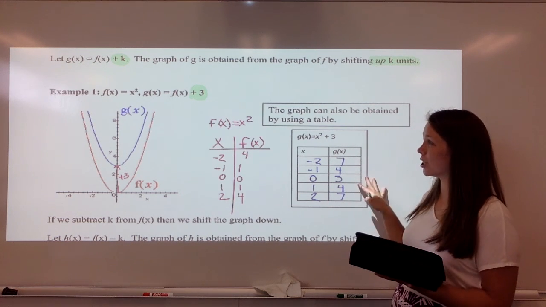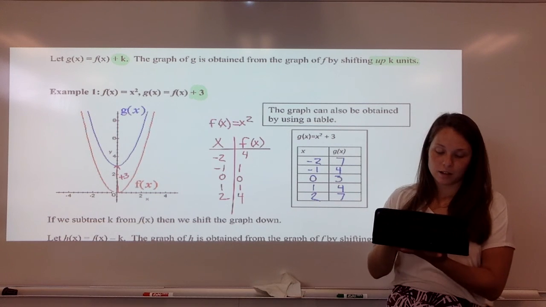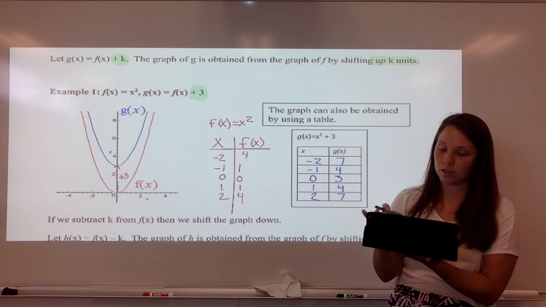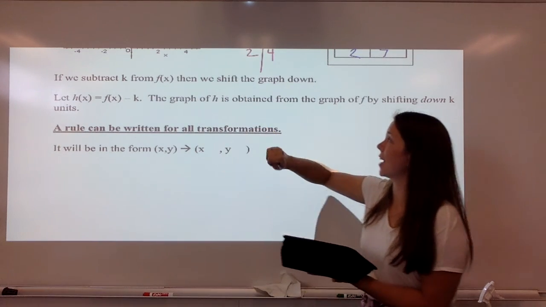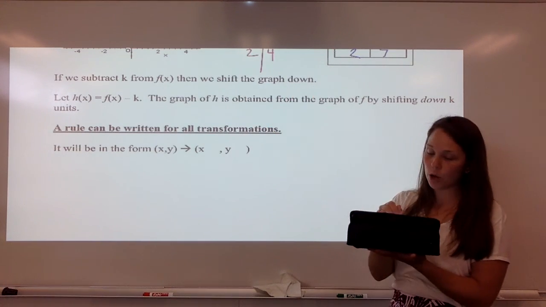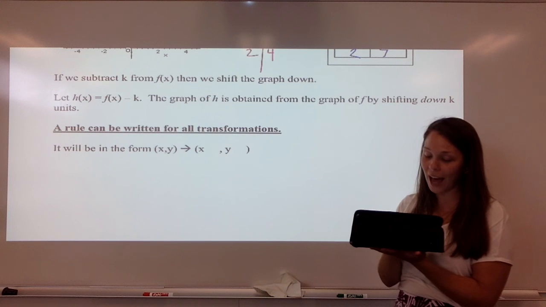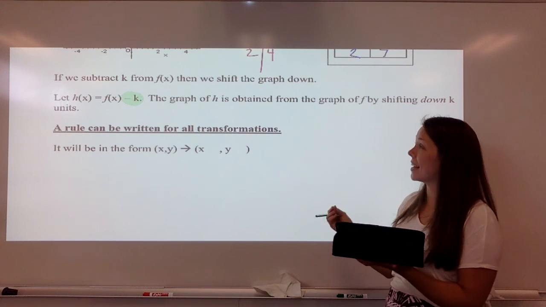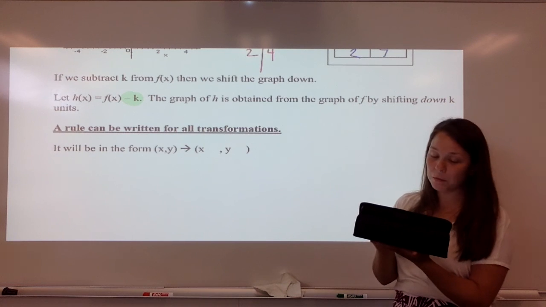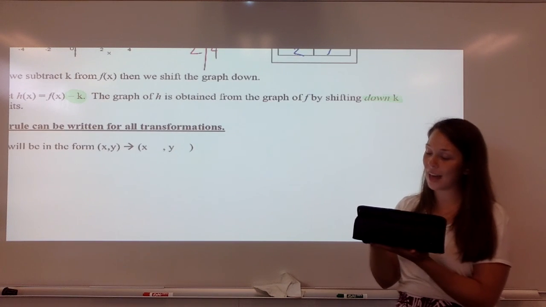All right, so we just finished up this first example, so let's continue on with the notes. If we subtract k from f of x, then we shift the graph down. So this is the next thing that you're going to want to highlight because it's also a vertical shift. But now we are subtracting k, so that means we will go down k units.